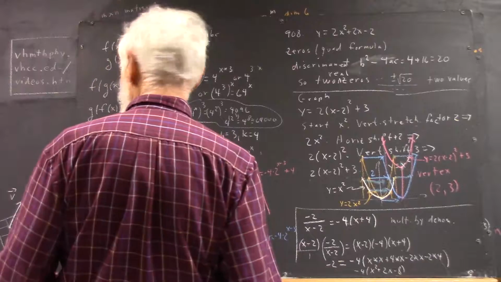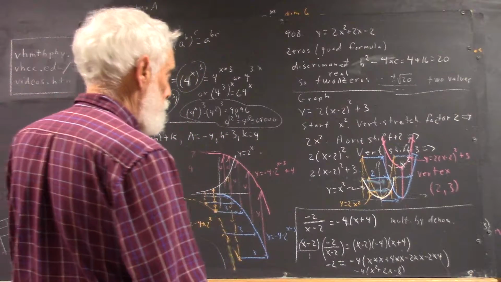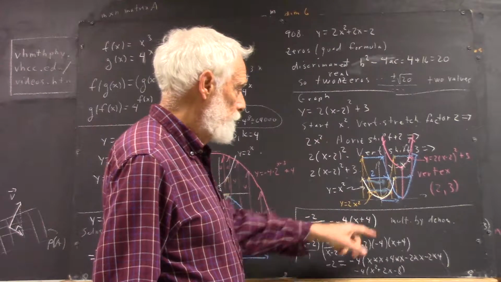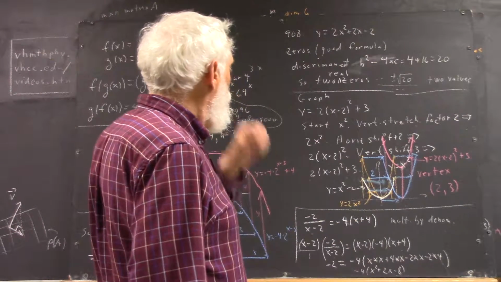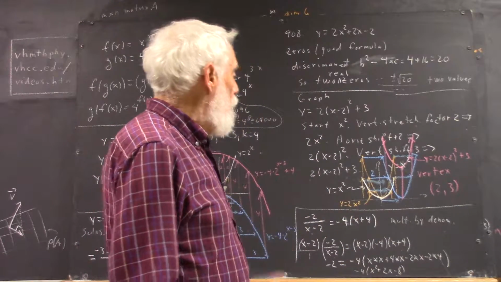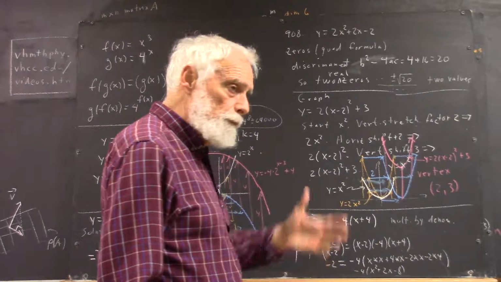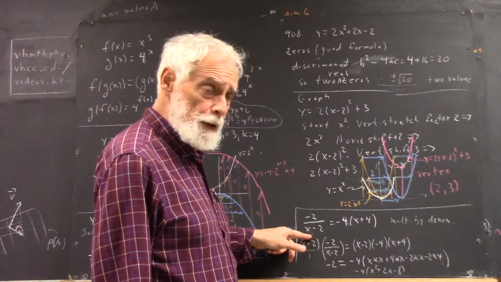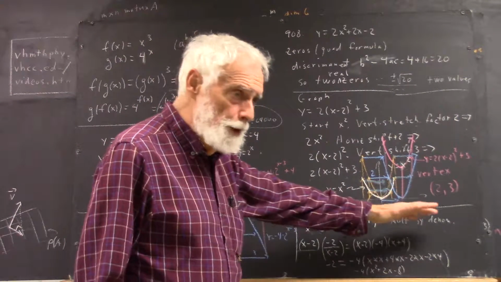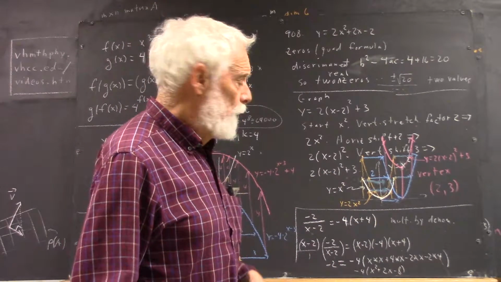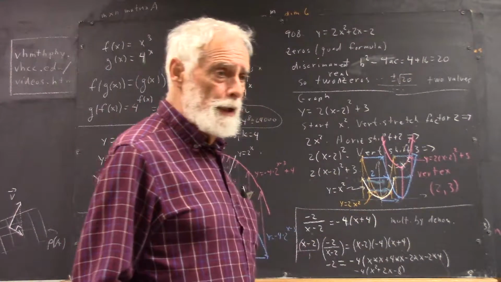We have an equation here to solve. Negative 2 over x minus 2 equals negative 4 times the quantity x plus 4. To solve this equation, we multiply both sides by the denominator, because we have a denominator in this equation. We want to clear denominators, so anytime we have denominators in an equation, we multiply both sides by that denominator.